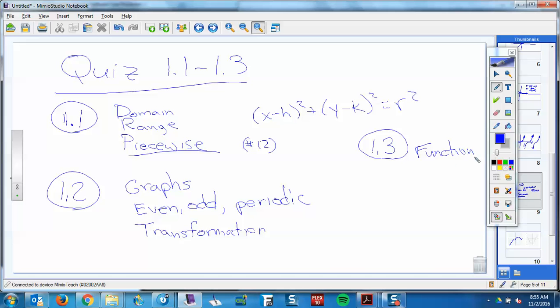And to be honest, there's nothing really new there. All that section 1.3 allowed us to do was take all the stuff we learned over here and talk about it with these different functions. So look at our questions today, right? What were the questions about? The questions were about shifting. The questions were about periodic, even odd, domain range, right? That kind of stuff. So we were just talking about those things we've been doing in the first two sections with this group of functions.